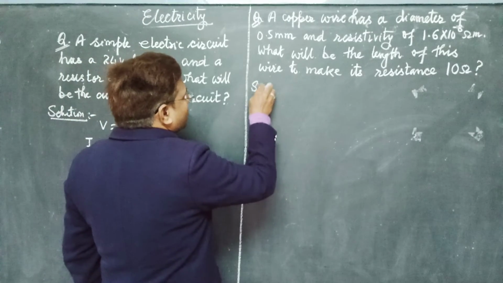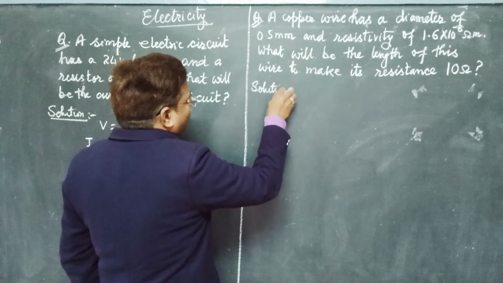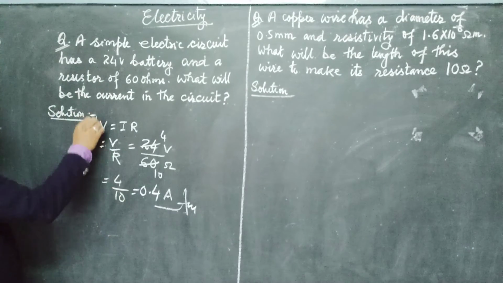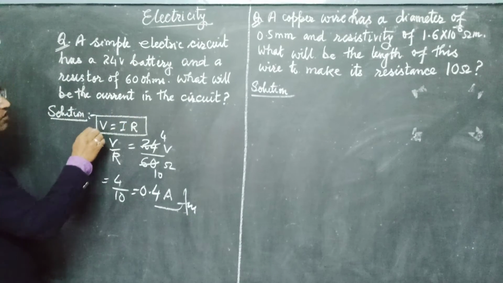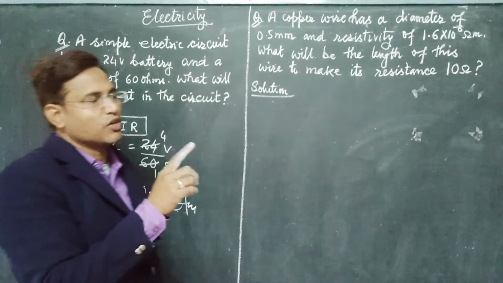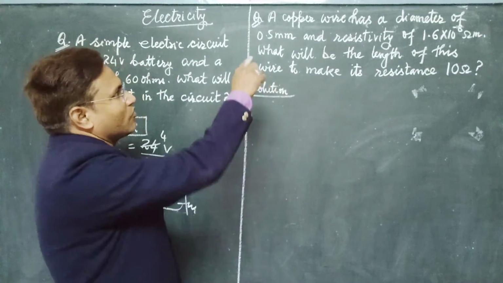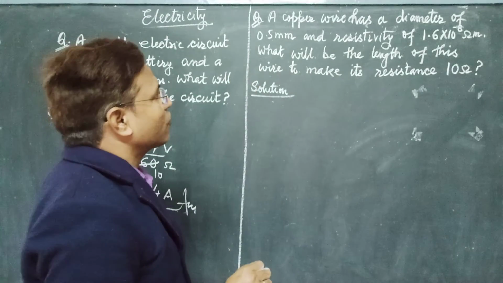Next we have this part. Another question I have done. I told you I will give you questions based on this formula, so I gave you one question based on V is equal to IR. Now we will see another formula, that R is equal to rho L by A. We have already seen the formula. Now one question I have written based on that formula.